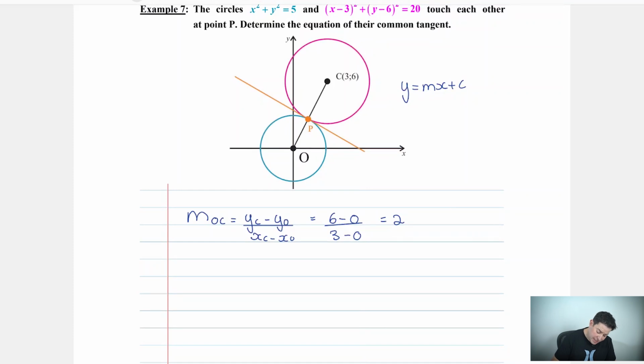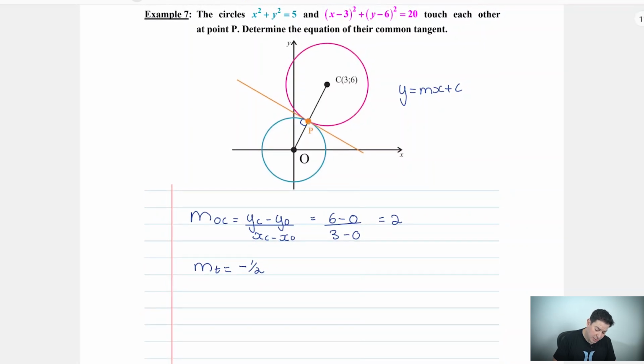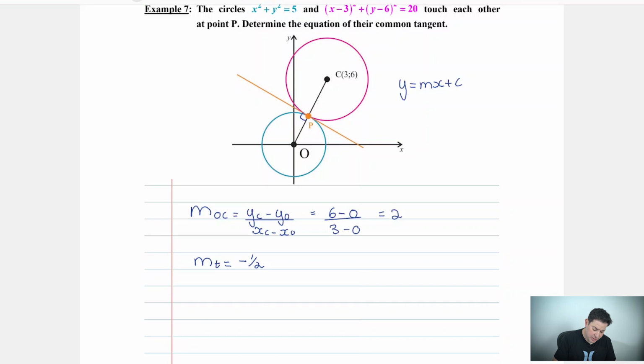So now we know the gradient of my tangent because the radius is perpendicular to the tangent and our properties are perpendicular lines. The gradient of the tangent is equal to minus 1 over 2. So now we need to find the point of contact, P. How do we do that? We know P is the point of intersection of line OC with circle center O and circle center C. So if I can find the equation of line OC, I can substitute that y value either in here or in here and solve for x. And once I've got x, I substitute back into either of the equations to solve for y.